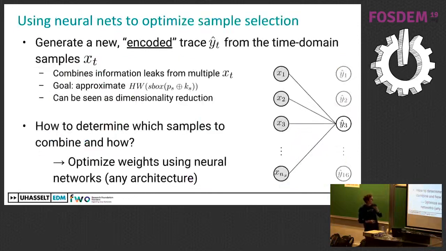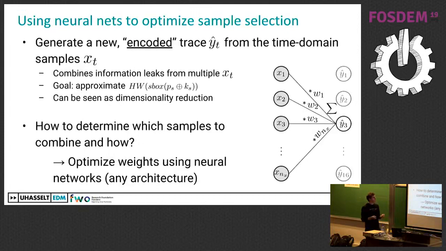So here's what you can do. Let's assume that we have an artificial encoded trace, which we call y hat t, and we're going to construct this from the original traces. So we're essentially going to combine the information from the original trace from multiple x_t points, and we're going to combine them using activation functions, linear functions don't really matter, and the neural network is going to learn that automatically for us. And the goal of this encoded trace is, of course, to approximate the true value of the leakage, which is equal to the Hamming weight of the S-box results.